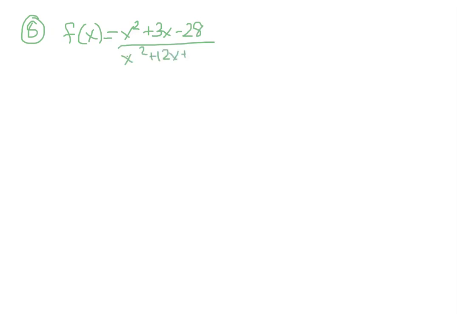All right, let's look at number 8. Number 8 is f of x equals x squared plus 3x minus 28 over x squared plus 12x plus 35. First thing we have to do is simplify this.